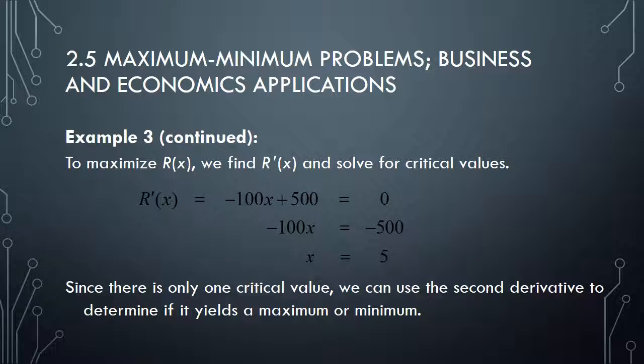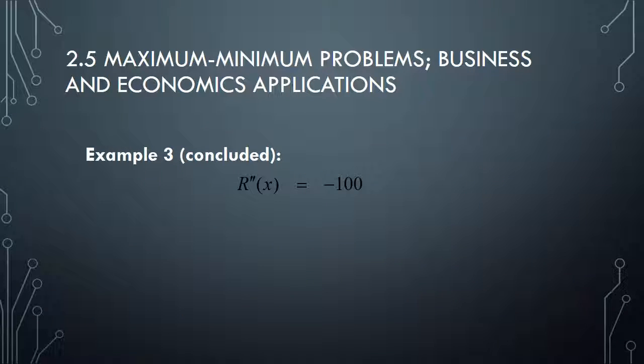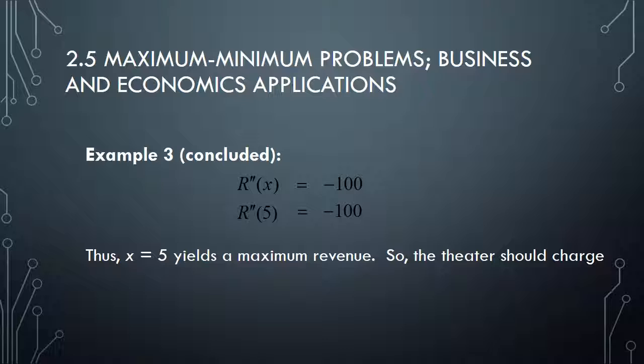We can try the second derivative to determine if there's a maximum or minimum. And it is negative, so that is a maximum. 5 is our maximum. So x equals 5 yields a maximum revenue. So the theater should charge $21 per ticket.